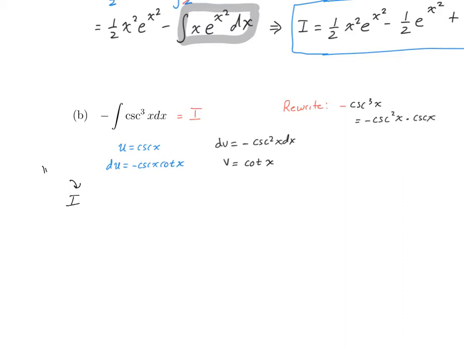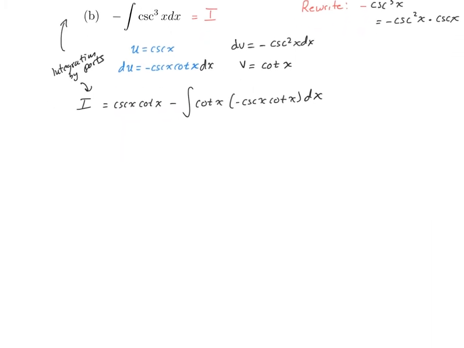So integration by parts, just like we did in the previous one too. So remember, integration by parts is uv minus the integral of v du. So in this case, it will be cosecant x cotangent x, minus the integral of v du, where du is minus cosecant x cotangent x dx.